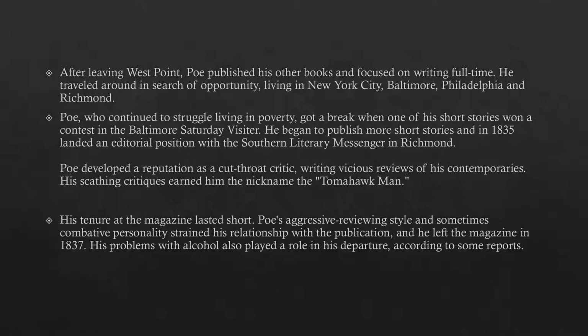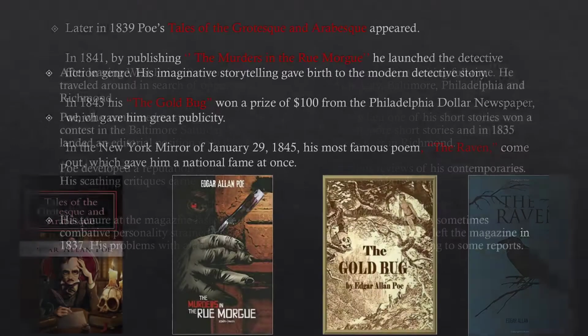He continued to struggle with poverty, but he found a solution when he participated in the Baltimore Saturday Visitor, a kind of magazine in those times. But his participation at the magazine lasted short, unfortunately, due to his aggressive reviewing style and his combative personality in relationship with the publication and some problems with alcoholism, according to some reports.